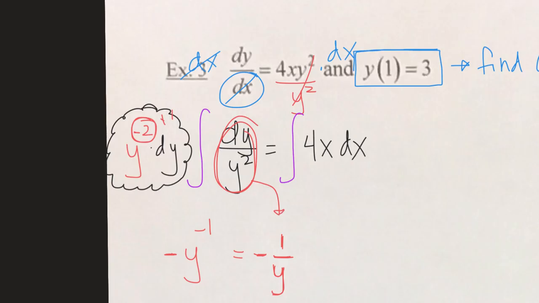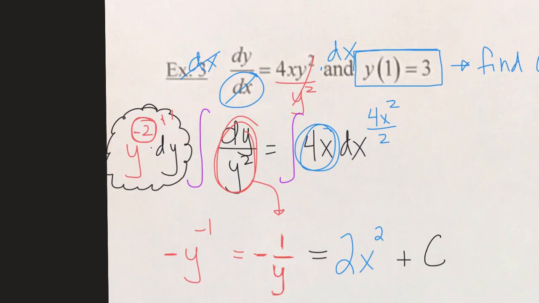And that equals, what's the antiderivative of 4x? Yep, 4x squared divided by 2, which simplifies to 2x squared plus c. So this is the equation that we're going to use to solve for c.